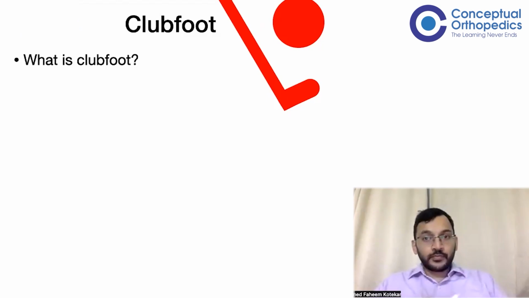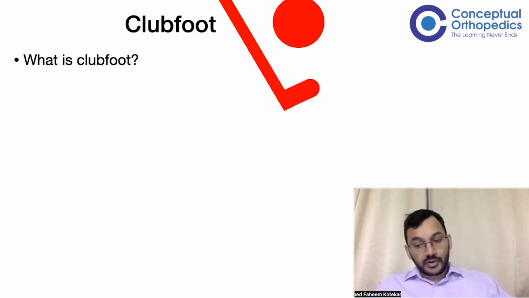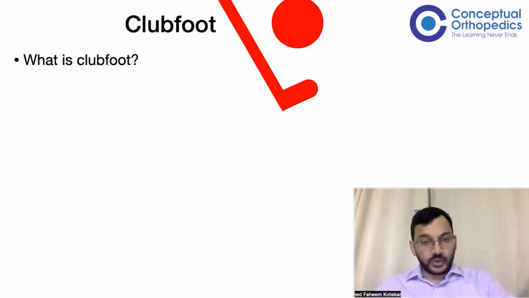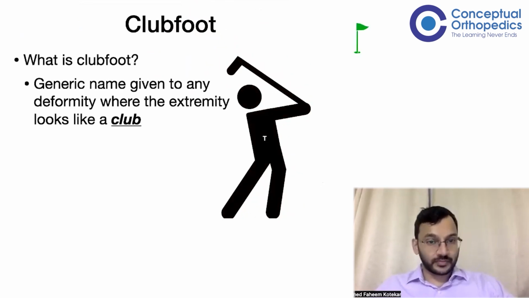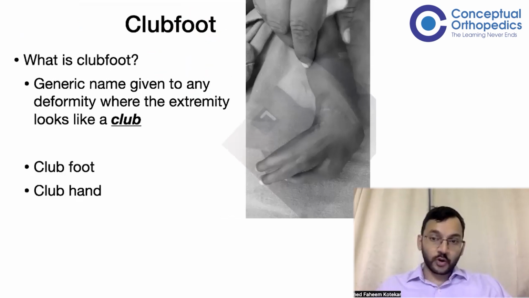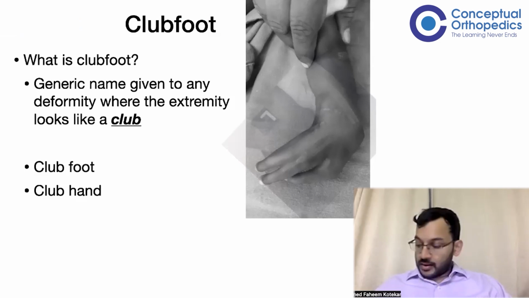So what is clubfoot? Any foot that looks like a club, a golf club, is basically clubfoot. Okay, so it's a very generic term. It's a generic term given to any deformity where the extremity looks like a club. Now, this could be a club hand, or it could be a club foot. Now, one thing we need to make sure is that every CTEV is part of a club foot, but every club foot is not CTEV. These are two different things. And we need to make sure that we are on the same page with this.